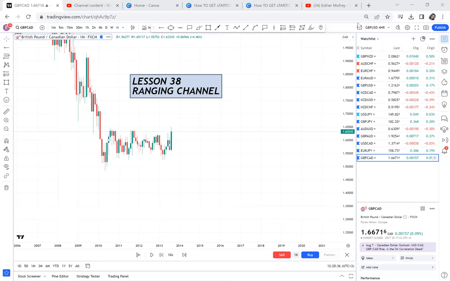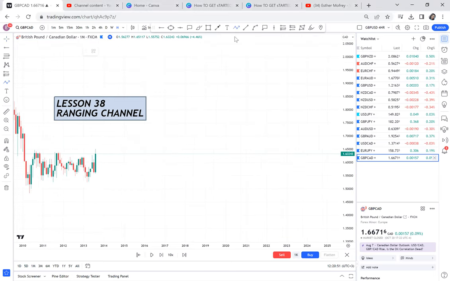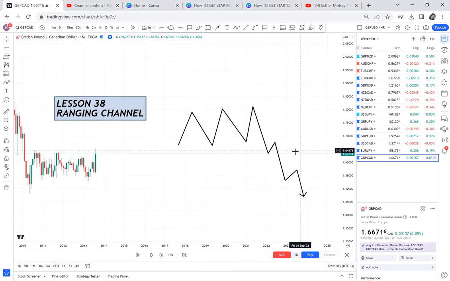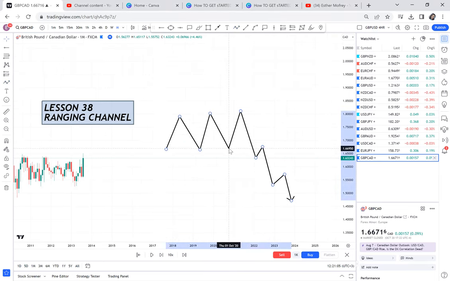Finally, we are doing ranging channel. So in this lesson 38, let's get into the channel pattern. Anytime you have a ranging channel, you need to know there are two types of ranging channel. We have a ranging channel where the market is ranging up, down, up, down, up, and then the market breaks the downside and continues going down. So this is one of the ranging channels. We call it ranging channel break at support.